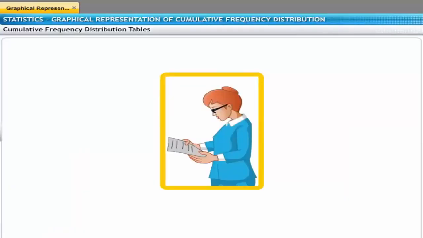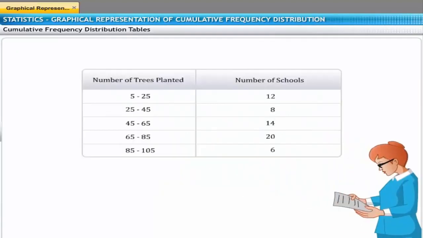Miss Greenfingers has recently completed a tree plantation program for the local schools in her city. In all, 60 schools participated in the program. She has the data of the number of trees planted during the program in a frequency distribution table. Here, the first column displays the class intervals and the second displays the frequency.